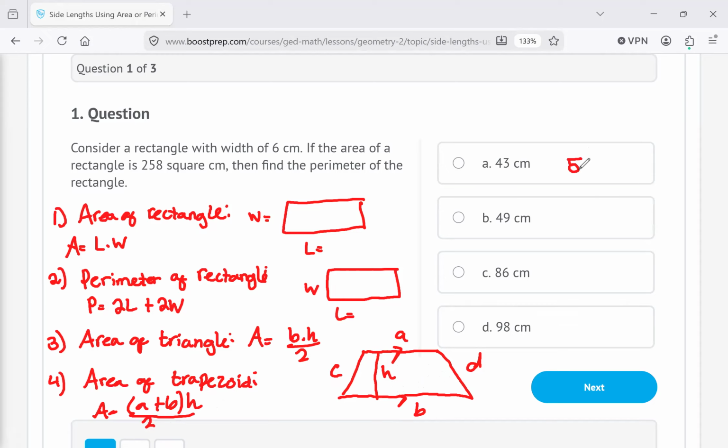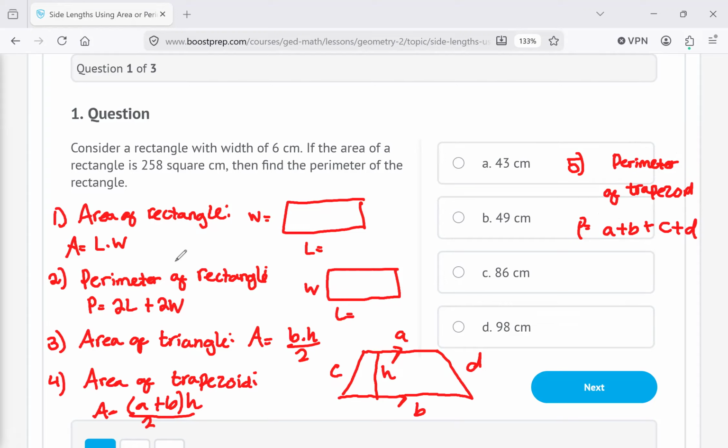And then lastly, perimeter of a trapezoid. You remember perimeter just means adding up all the side lengths. So the perimeter of a trapezoid is going to be A plus B plus C plus D.